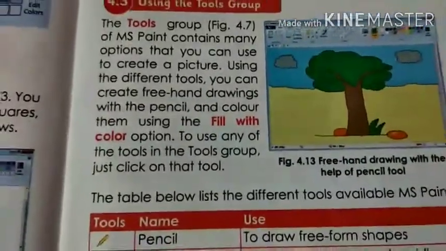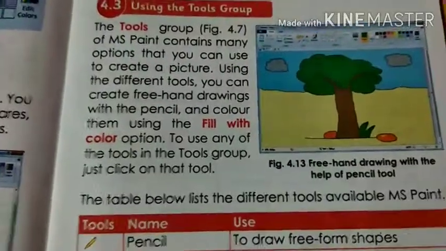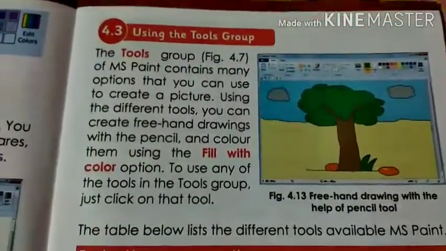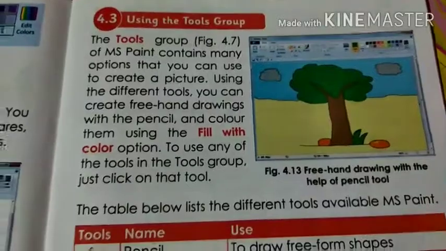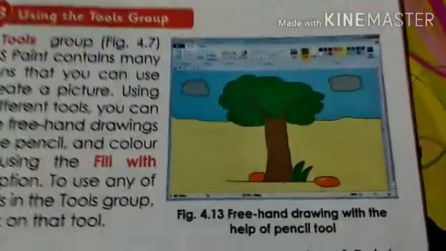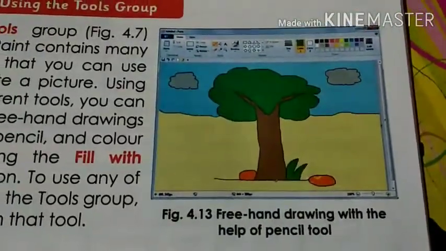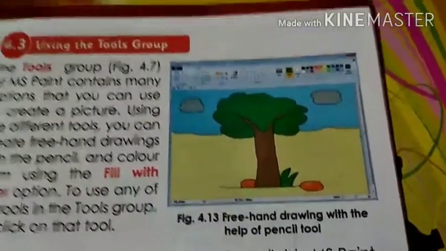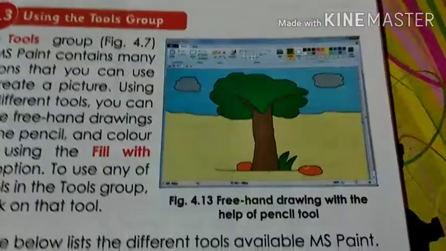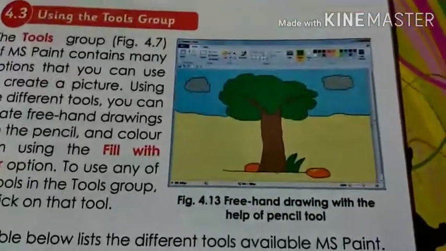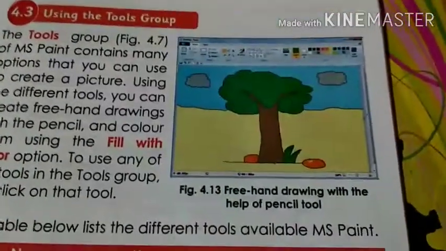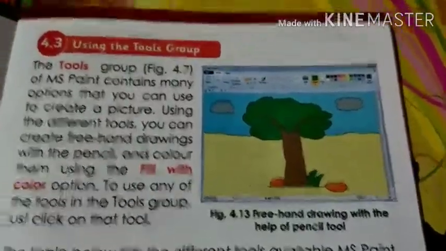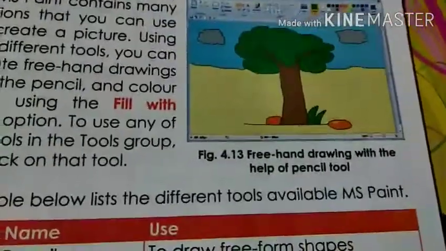If you want to choose any tools from this tools group, you need to just click on them with the help of the mouse. You can see here they have drawn a drawing. This is a freehand drawing, drawn with the help of the pencil tool. No shapes are used in this drawing. They have drawn this drawing with the help of the pencil only, as you draw in your drawing book.